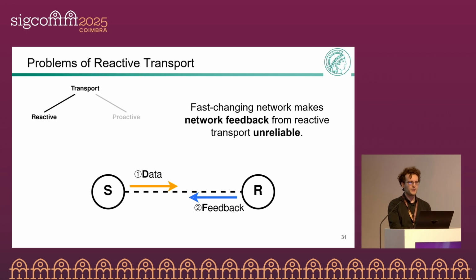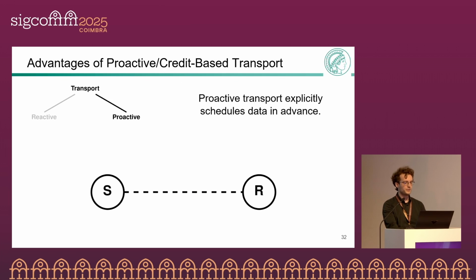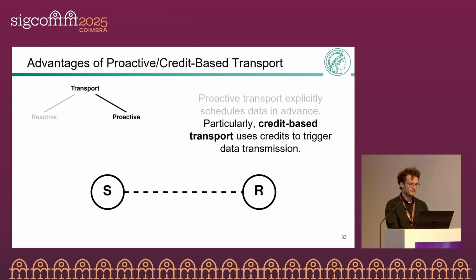An alternative paradigm of transport is what we call proactive transport, which explicitly schedules data in advance. A prominent example of this is credit-based transport. Credit-based transport uses the opposite approach. It is receivers that send credit packets to senders that upon reception trigger the transmission of data. And as it is the receivers that control the rate of credit, this approach should guarantee congestion-free data paths without the use of a slow feedback loop, making this approach quite desirable for our varying expander.